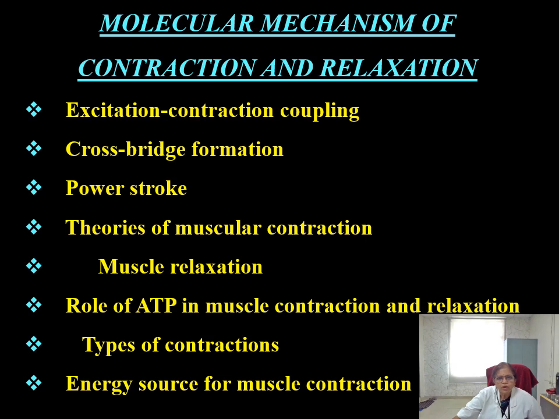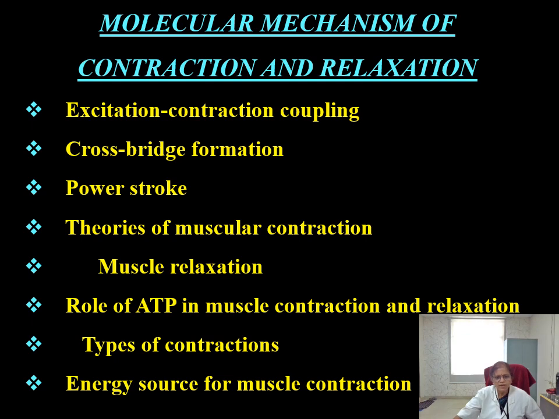So this is about the molecular mechanism of muscle contraction and relaxation, which is what we have to discuss now. This has got some sequence of events to take place to cause the smooth contraction of the skeletal muscle. So what are the subheadings we can make? Excitation-contraction coupling should take place first, followed by cross bridge formation, followed by power stroke. All these are very important, and ATP will play a very important role both in contraction and relaxation, and that is the main energy source for the contraction here.